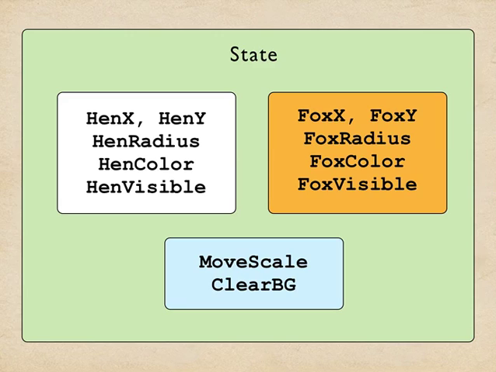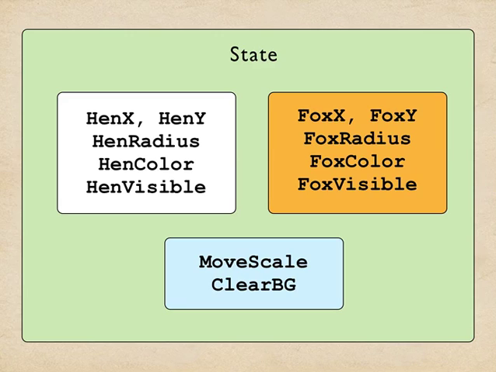And that just tells me do or do not draw the hen. That's everything I need to know to draw the hen. Similarly, I have the fox on the right. We have the fox x and the fox y, the center of the circle that represents the fox, the radius and color of that circle, and a boolean that tells me whether I want to draw it or not.